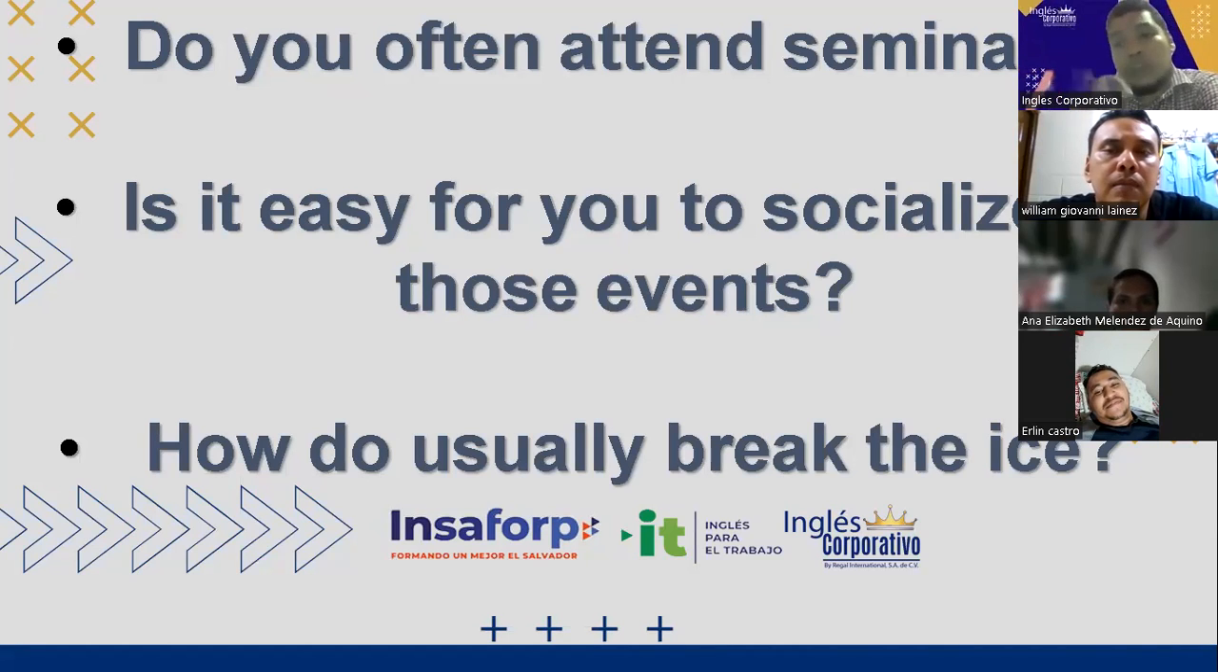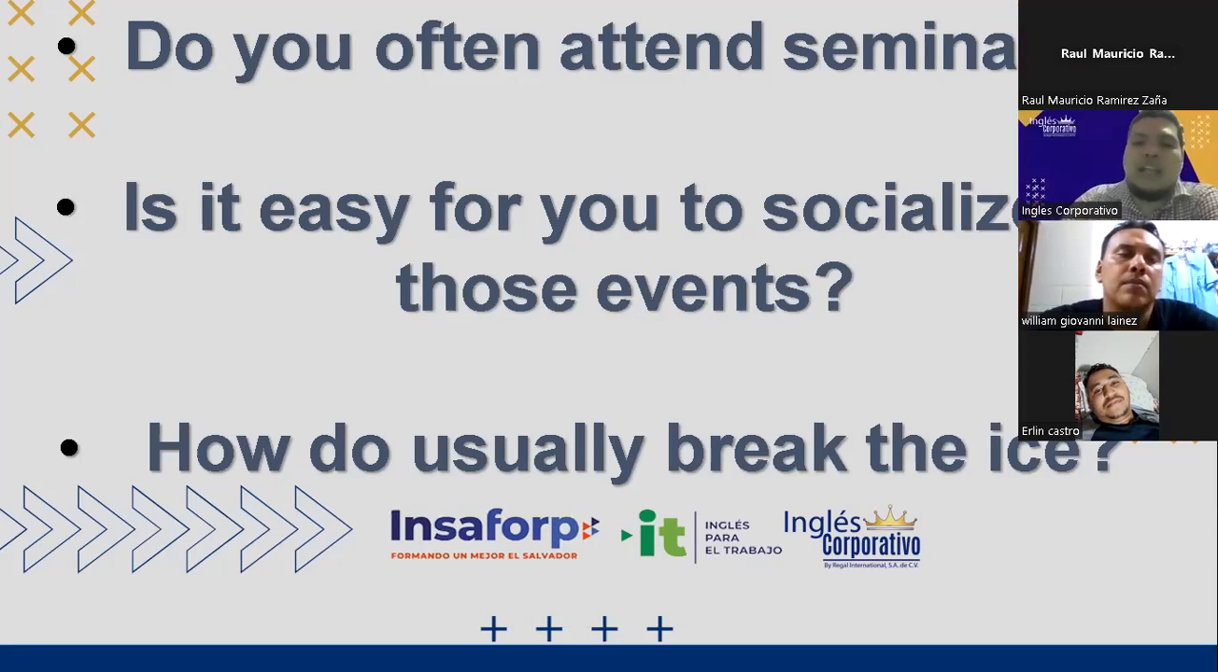All right, so we can use those expressions to answer the question number one. Do you often attend seminars? Yes, once a year. All right, or yes, twice a year. And then you can give more details. For example, I go to a meeting at Hotel Continental, for example, et cetera, right?